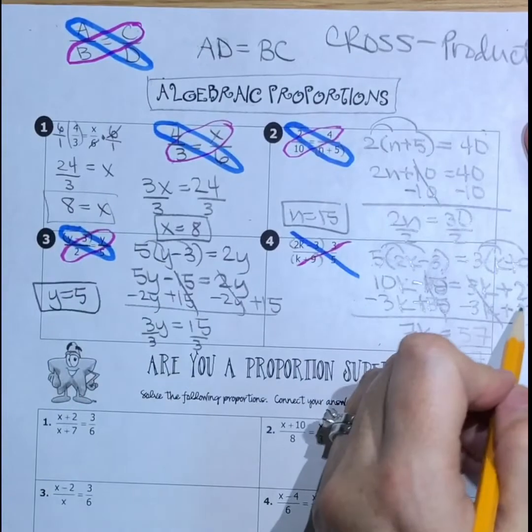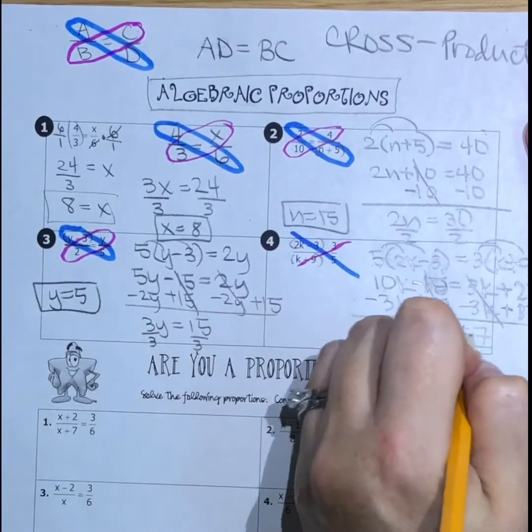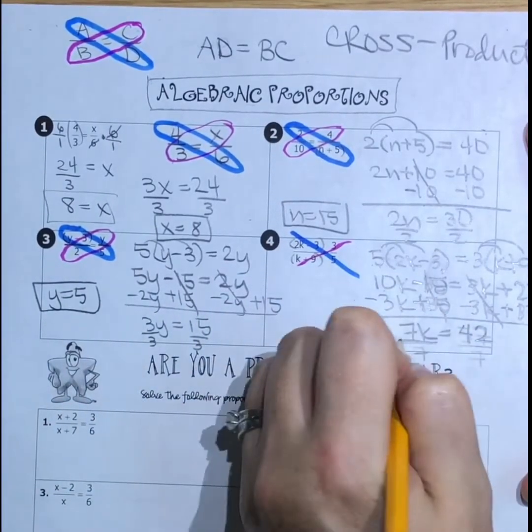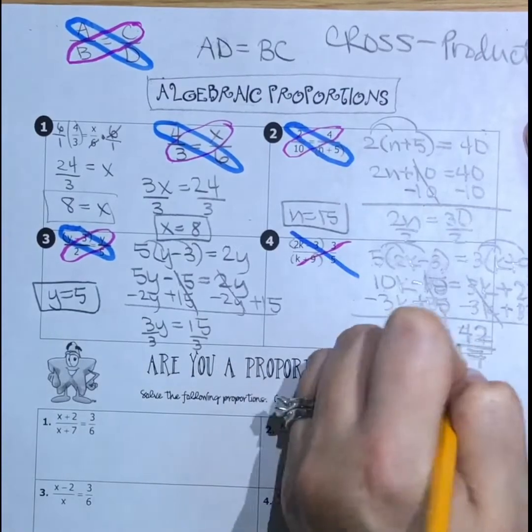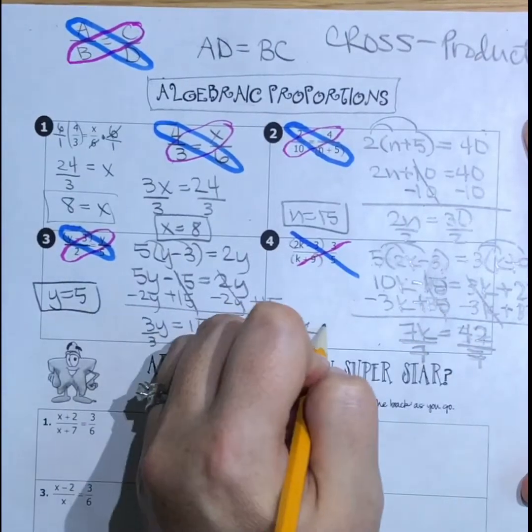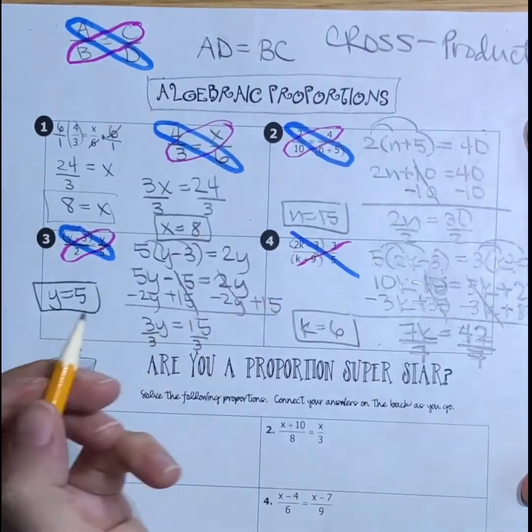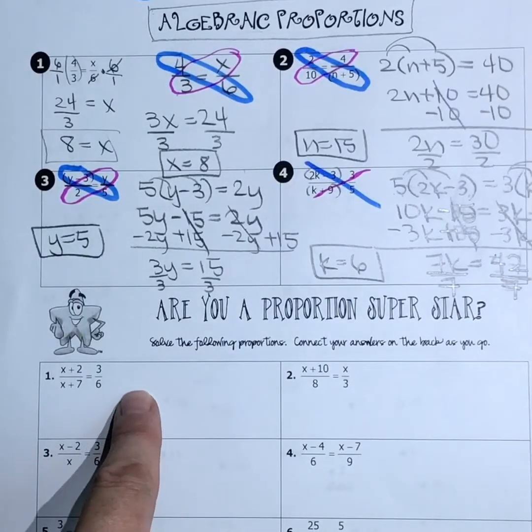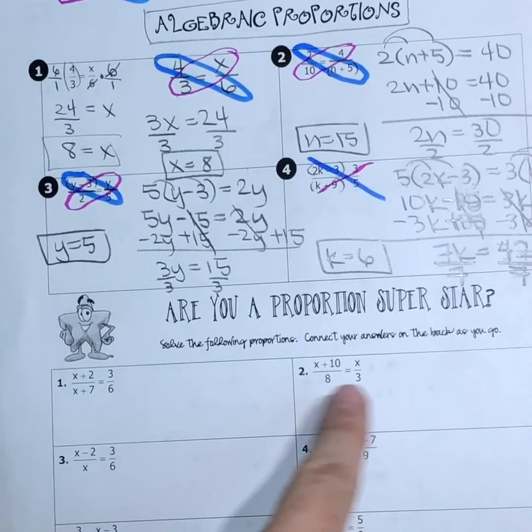So if we add 27 plus 15, we're going to get 42. So when we divide by 7, k equals 6. The answer is 3, but your work has to show it. So basically, you solve all these questions through number 18.